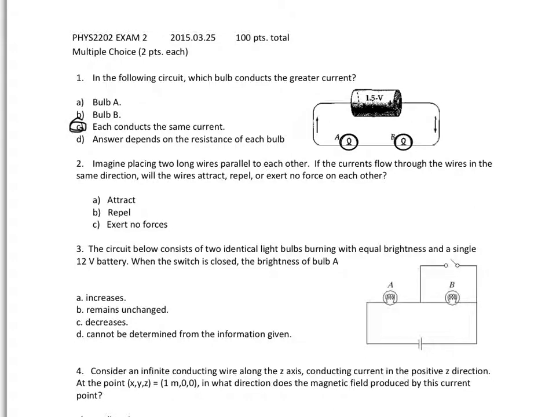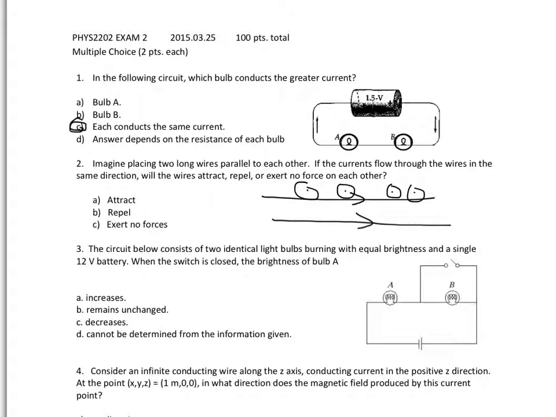Number 2, if we place two long wires parallel to each other and the current through each wire is in the same direction, they will attract. Now, you can memorize this rule, or you can realize that the magnetic field that's produced by, say, the lower wire at the position here will be out of the board.